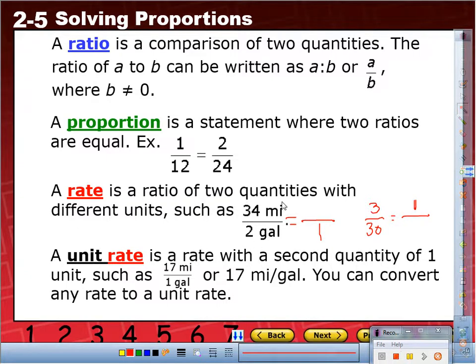This was the original rate. To find out the unit rate, we want to find out how many miles in 1 gallon. So how many miles in 1 gallon? We needed to divide by 2, so we get 17 miles.